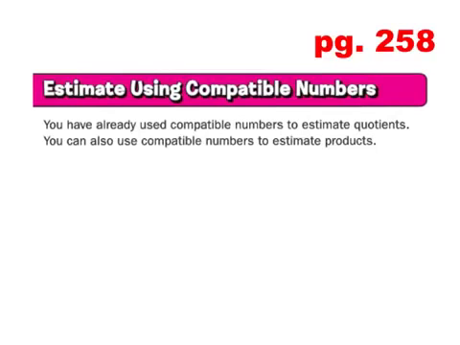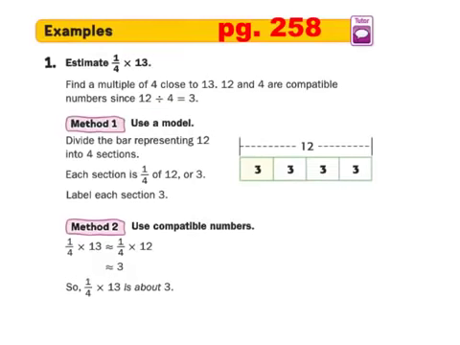On the top of page 258, they start with our first strategy, and it says to estimate using compatible numbers. We've done this before. We've talked about the word compatible. If numbers are compatible, it means that they work well together. And we're going to use compatible numbers to estimate when we are taking a fraction times a whole number. In the examples in our textbook, our first method that they give us has us using a bar method. I'm going to kind of skip over that method, and we're going to go right here to using compatible numbers.